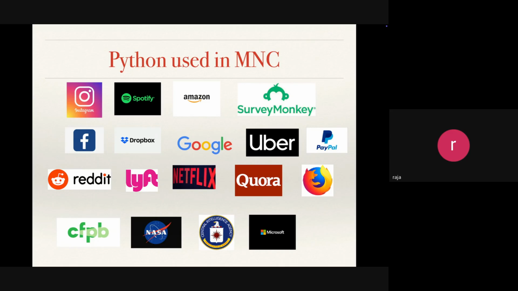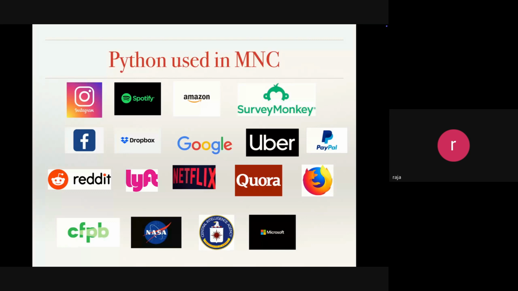And Amazon is not completely built on Python, but some of the services they built are on Python. SurveyMonkey, which is one of the most popular things, is also built on Python. Dropbox. When it comes to Dropbox, it is built with about 4 million lines of code, which is completely written in Python.